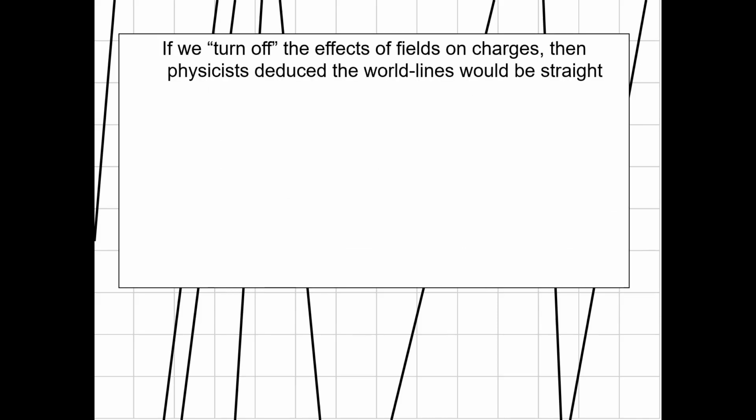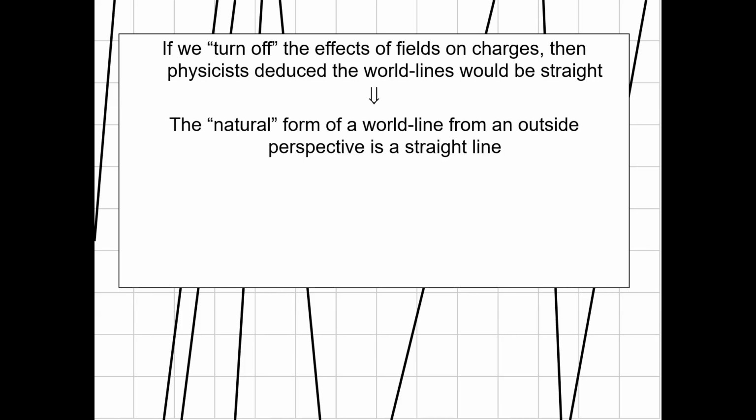In this depiction, the world lines are straight lines, and this is a representation of a case where we turn off the effects of fields on charges, and then the world lines are straight, with the idea that as the effect of a field on a charge is to change the trajectory of a world line, once we turn this effect off, the world lines do not want to change their trajectory and therefore continue in a straight line. So we can say that the natural form of a world line from our outside perspective is a straight line. And this is Newton's first law.